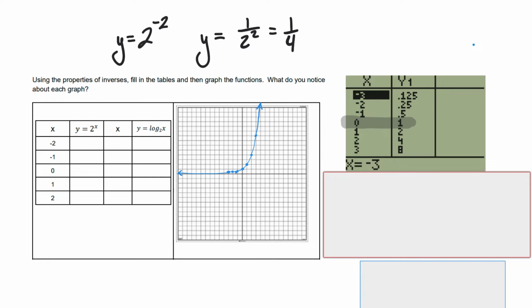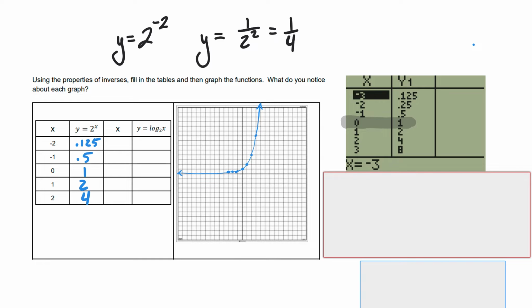Go ahead and put these ordered pairs over here. 0.125, and again, resist the temptation to come in here and start putting in negative numbers. Those are not negative numbers. And then we will come back and look at the log base 2, as that's called, but the log base 2 is the inverse function to this function.